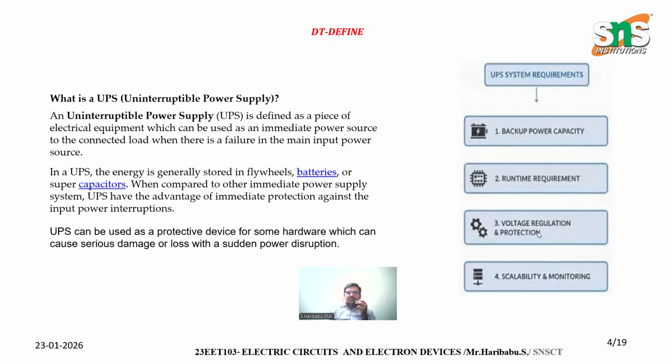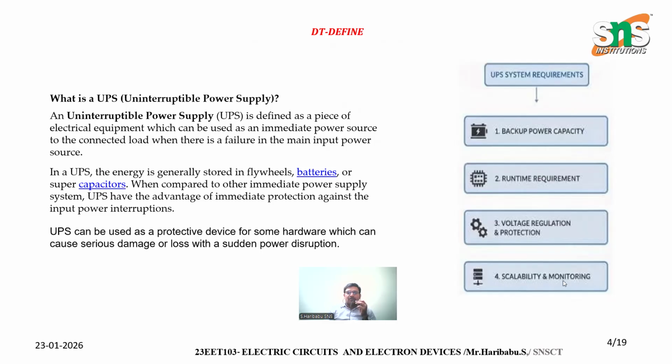And next is voltage regulation protection. The voltage regulation protection is about this: when there is a constant 230 volt power supply, it may drop to 220 volt, and in some places it may drop to 150. In the case of 230, it may also rise to a higher value like 280 or 320. So the voltage regulation has to be protected. And next is scalability and monitoring.